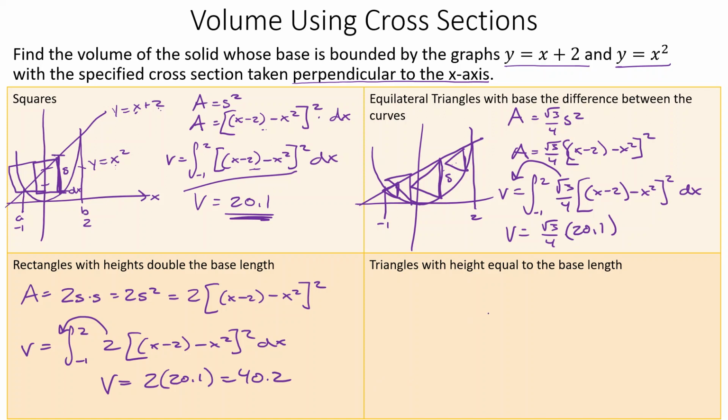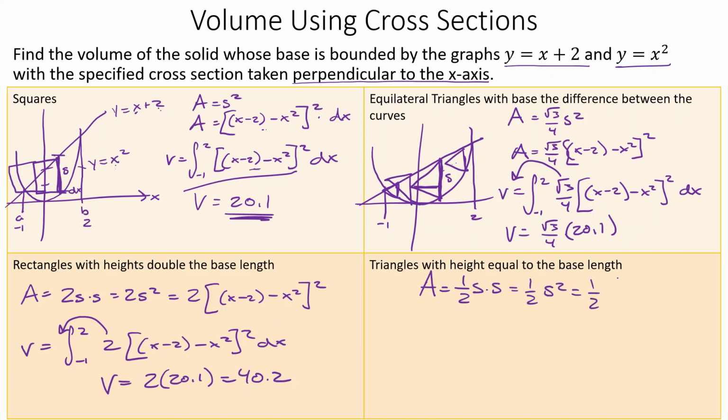Often these are related to each other because they are somewhat similar. Triangles with height equal to the base length. So now we're making triangles that have a height that is the same as this length. So the area formula for that triangle is going to be 1/2 s times s, base times height, and they're both going to be s. So it's going to be 1/2 the side squared.